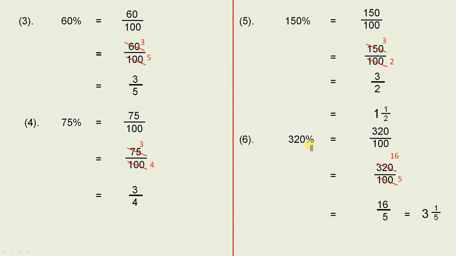320%, that's even larger. 320 over 100. The number that divides evenly into 320 and into 100 is 20. 20 into 320 goes 16. 20 into 100 goes 5. So that's 16 over 5. And to change that to a mixed number is 3 1/5.